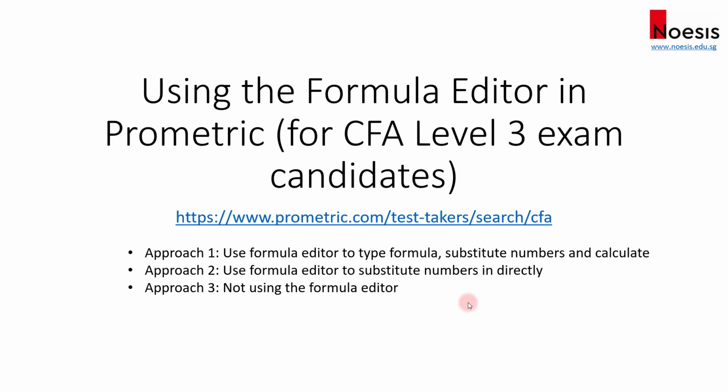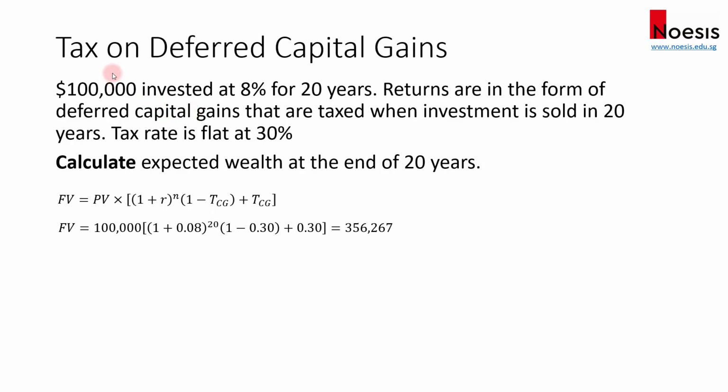Approach 2 is to use the formula editor to substitute the numbers in directly, so that means you skip the step where you type in the formula. And approach 3 is not using the formula editor and just relying on whatever we have on the keyboard to answer. In my first example, this is tax on deferred capital gains.